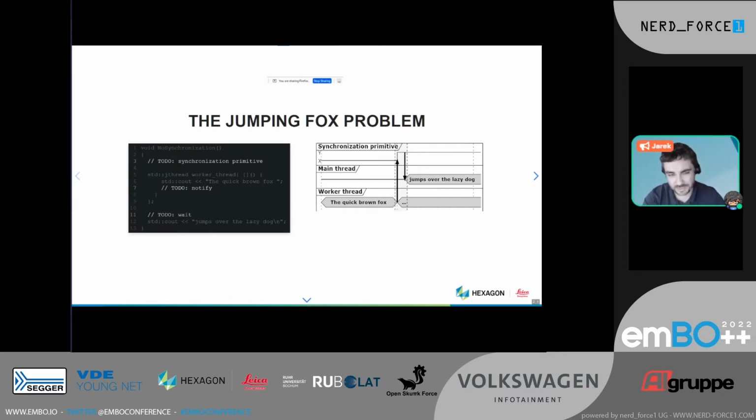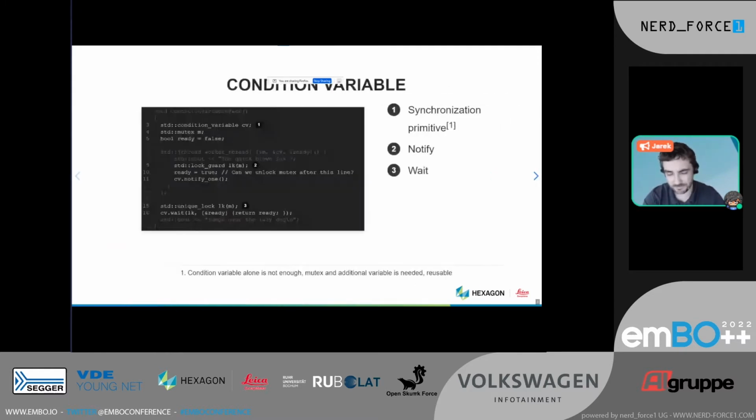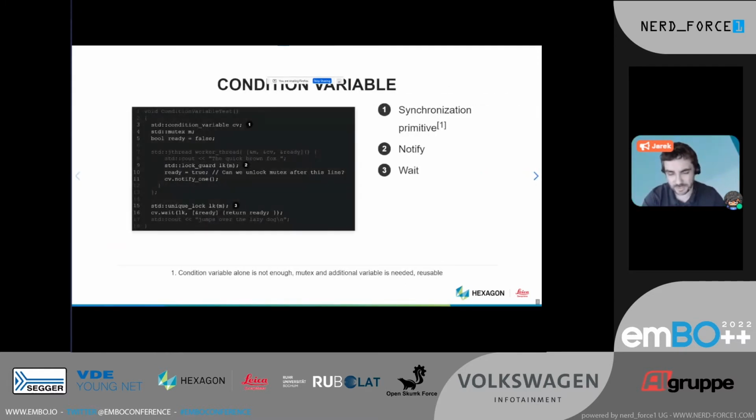So if you think about how we can notify another thread from one thread, then probably the first thing would be condition variable. For a lot of people, this was the only option. So this is the solution with the condition variable. This is the code written in C++20.